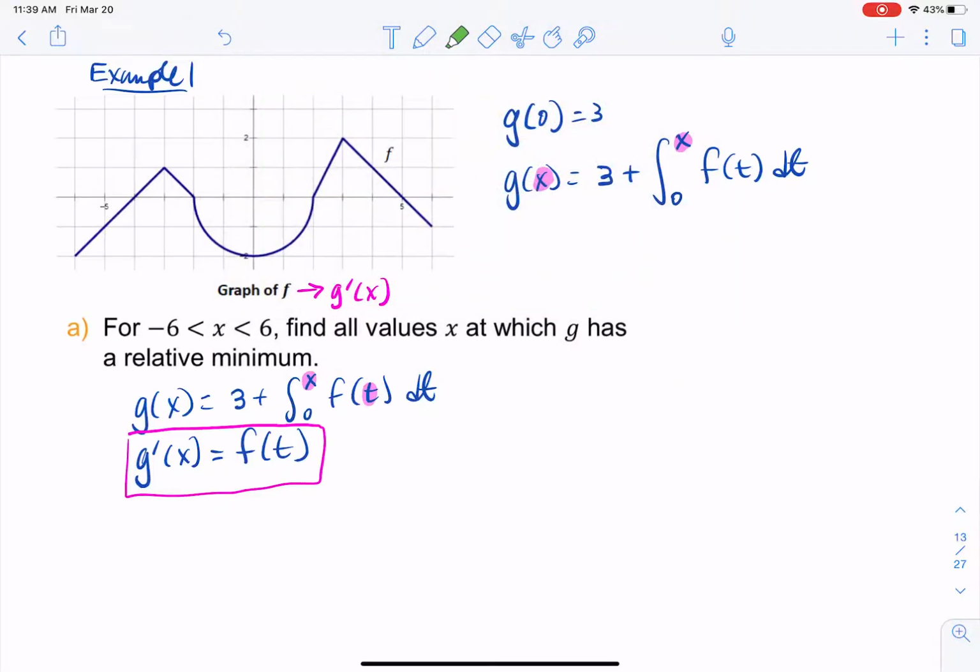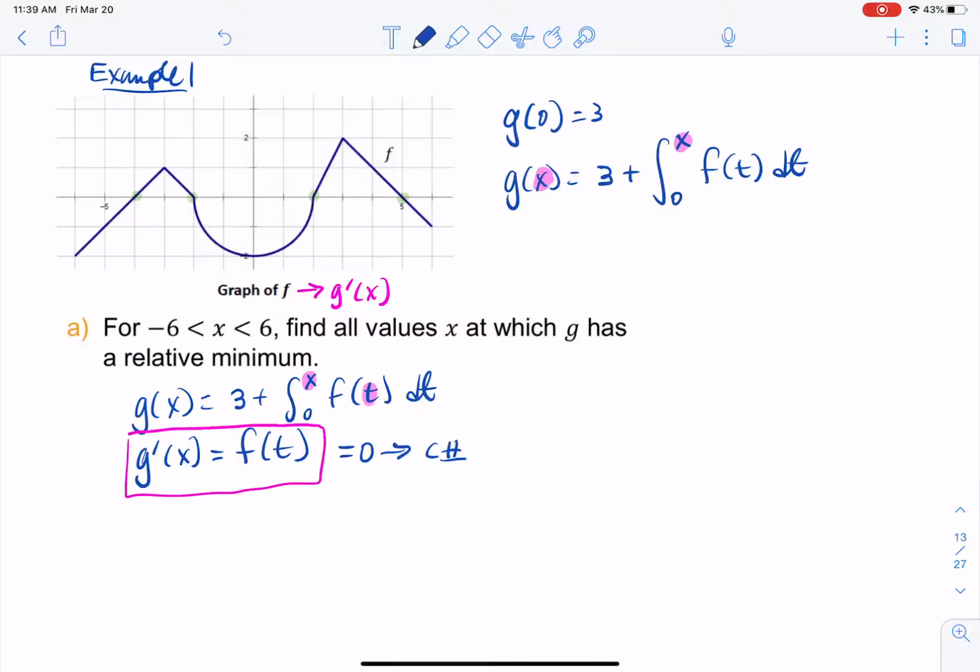Critical numbers happen where our derivative is equal to 0. And I definitely want to state that. So we want this thing to be equal to 0 for our critical numbers. A lot of times that is worth a point as well, where you are making that consideration.